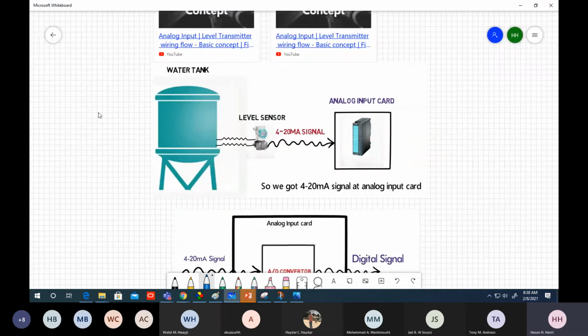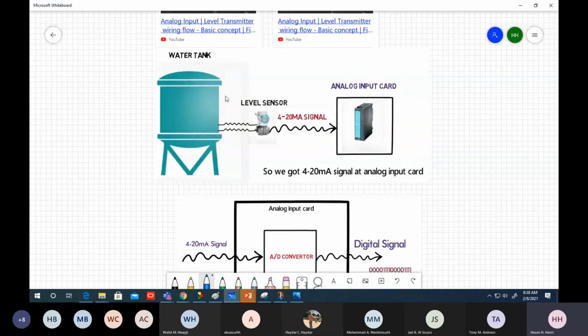So, talking about analog scaling. Here I have a water tank. This water tank is connected to a level sensor with which you are measuring. You need at the end to know the level of the water tank, how many liters I have.